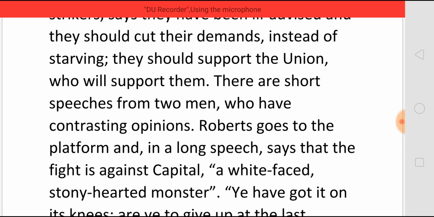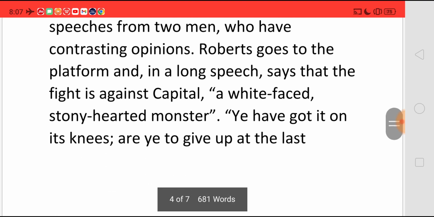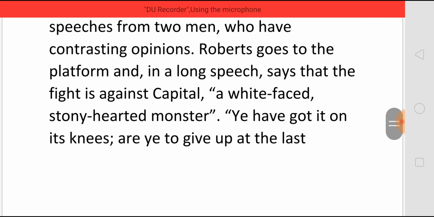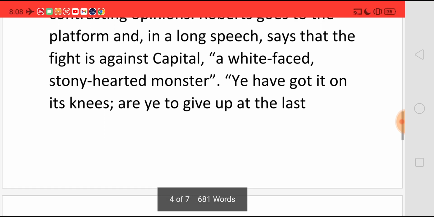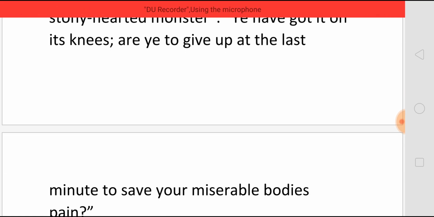He gives a long speech, and he says that this fight is not only against the board of directors here, but it is a fight against the capital. And particularly, he says, a white-faced, stony-hearted monster whom he refers to as Anthony without telling the name. And he says, you have got it on its knees. Are you to give up at the last minute to save your miserable bodies' pain?